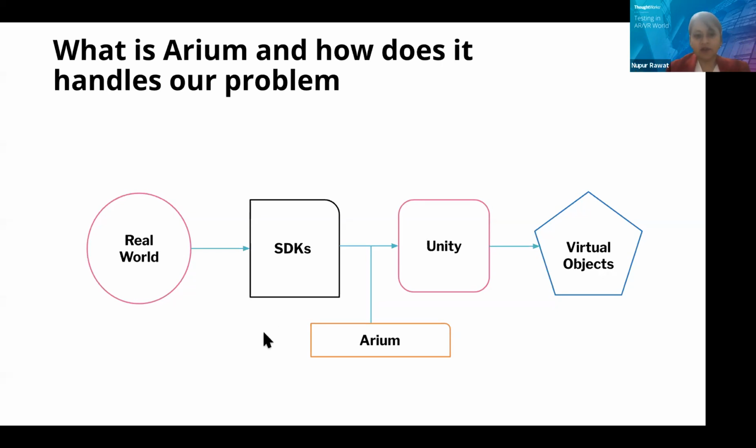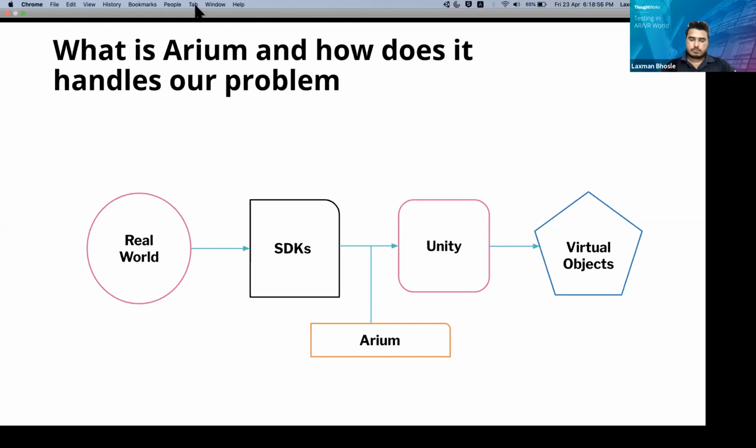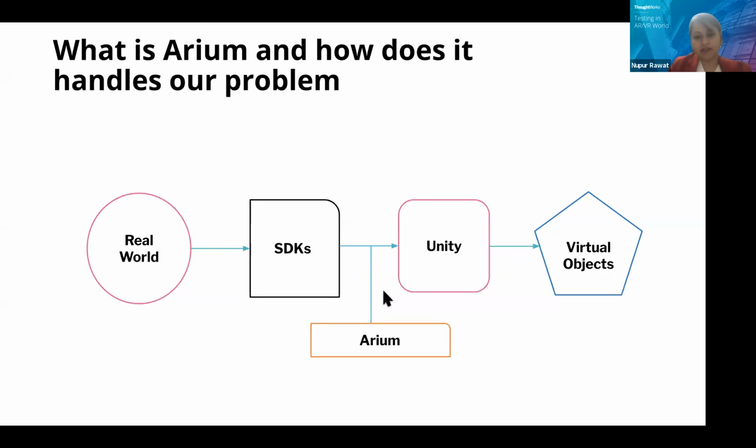But what that SDK will do is internally convert those interactions into Unity events. So maybe you are clicking some object using a pinch. The SDK will convert it into a Unity click. What Arium does is, it doesn't control the SDK pinch, but it controls the Unity click. Arium will simulate a Unity click, and then it will see how our application is performing. So basically we write functional tests using Arium.